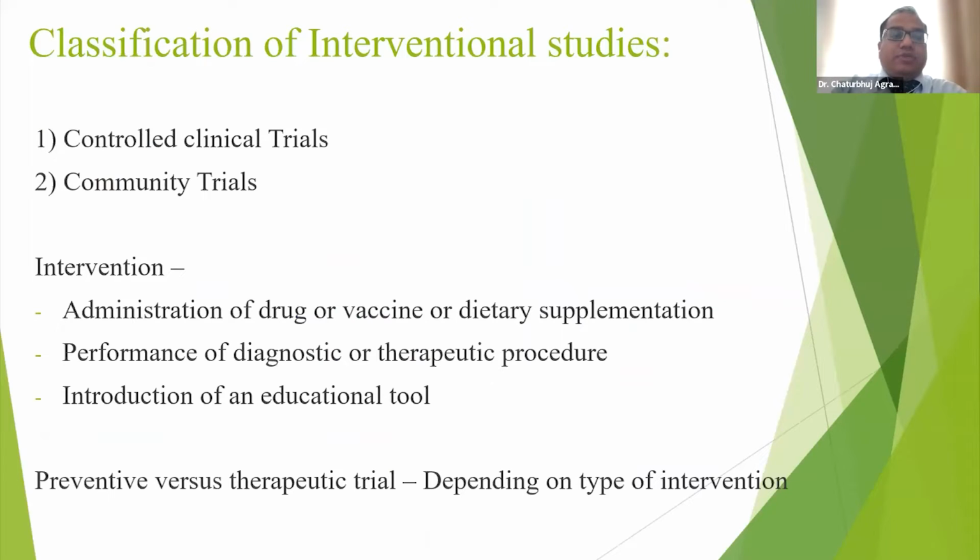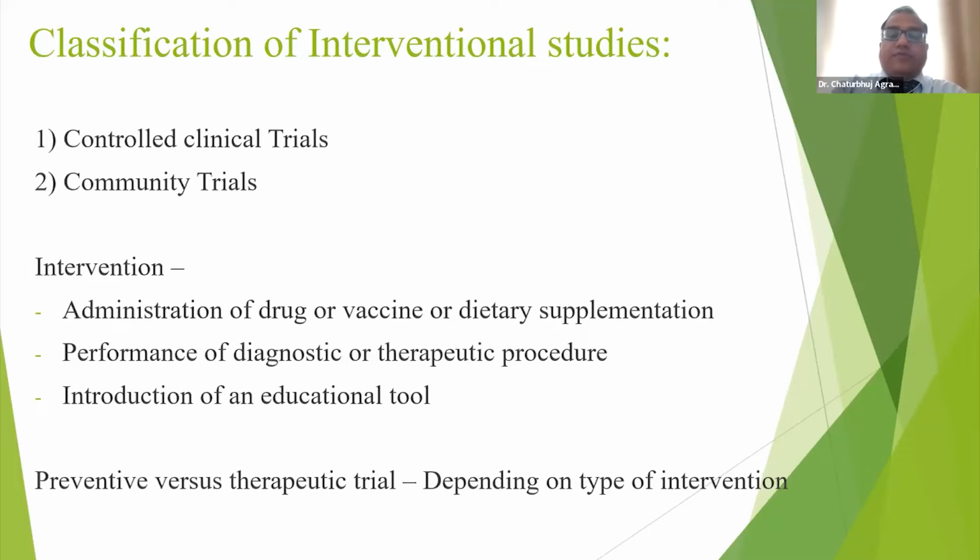Basically it depends upon the intervention: administration of a drug or vaccine, or dietary. In controlled clinical trials, we are doing an intervention. So administration of a drug or vaccine or dietary supplementation, or performance of a diagnostic or therapeutic procedure, or introduction of an educational tool. There could be any type of intervention or application which can lead to controlled clinical trials. Apart from that, there could be preventive versus therapeutic trials depending upon the type of intervention.